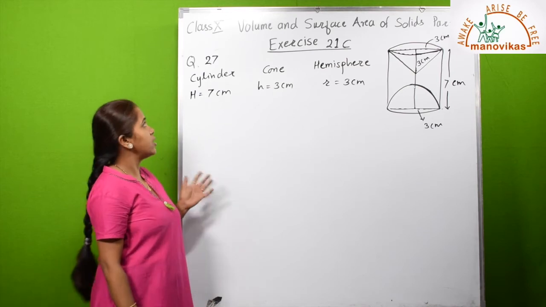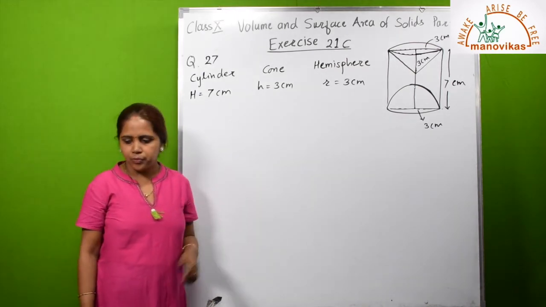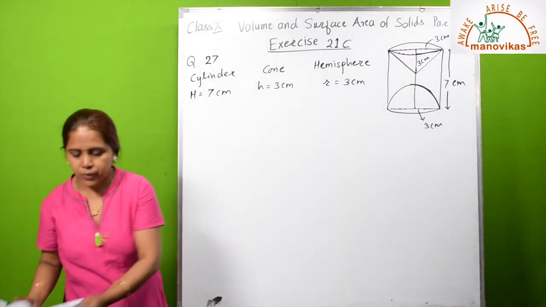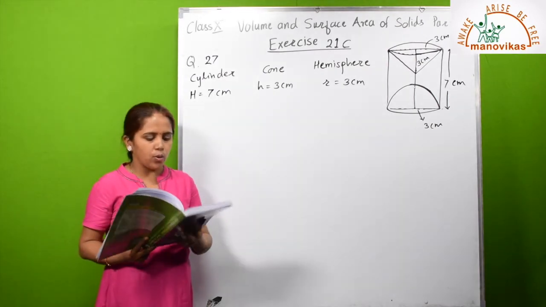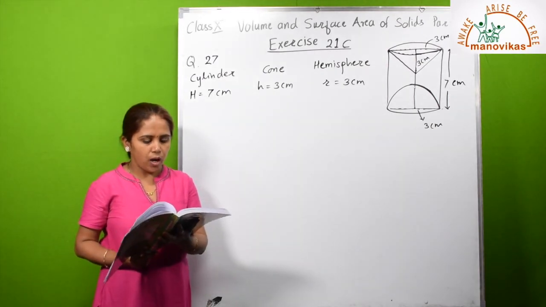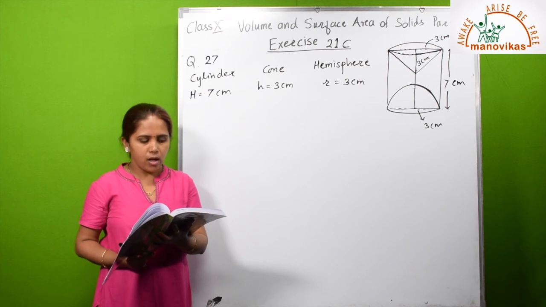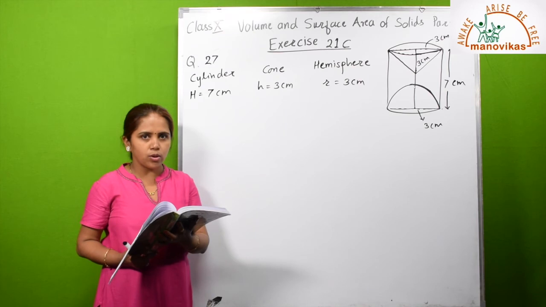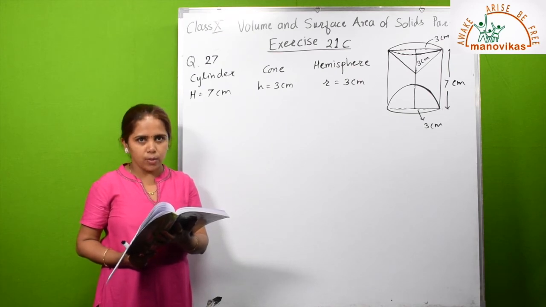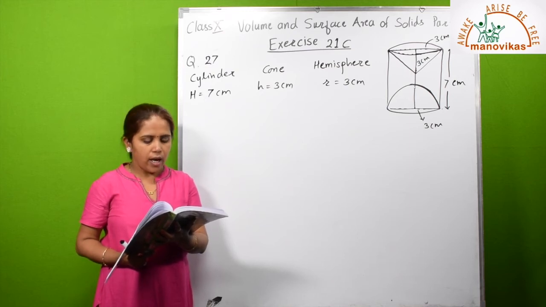Now next question is question number 27. Now what is this question? A hemispherical and conical hole is scooped out of a solid wooden cylinder. Find the volume of the remaining solid, where the measurements are as follows. The height of the solid cylinder is 7 cm. Radius of each of hemisphere, cone and cylinder is 3 cm, and height of the cone is 3 cm.